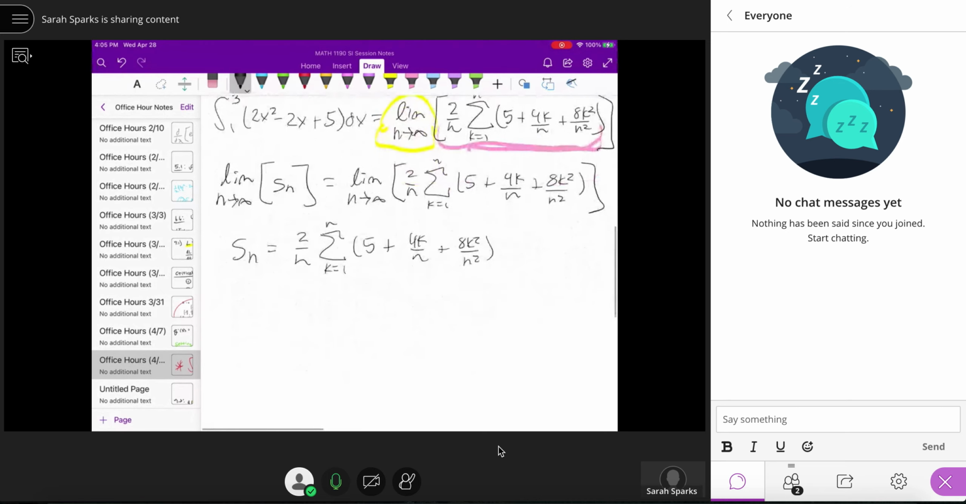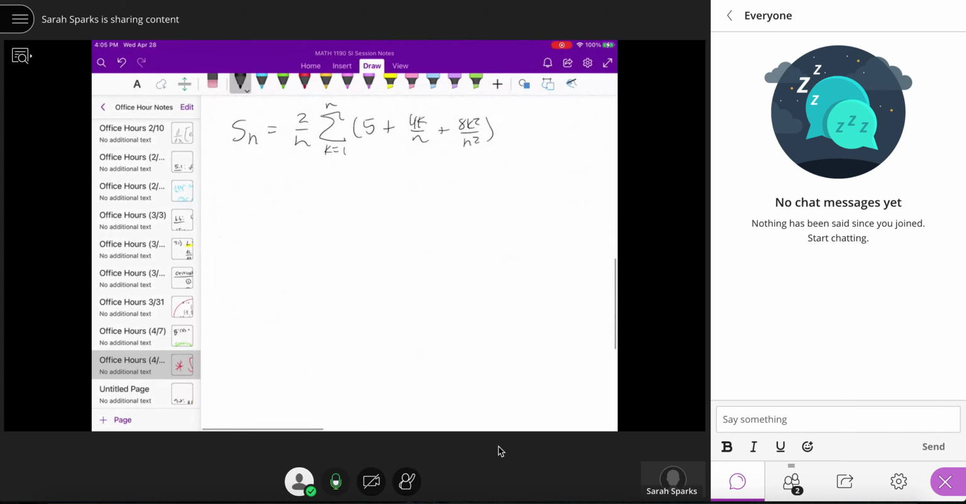Because this just looks a lot nicer to work with, in my opinion. Yeah, it does. It's like more cleaner.